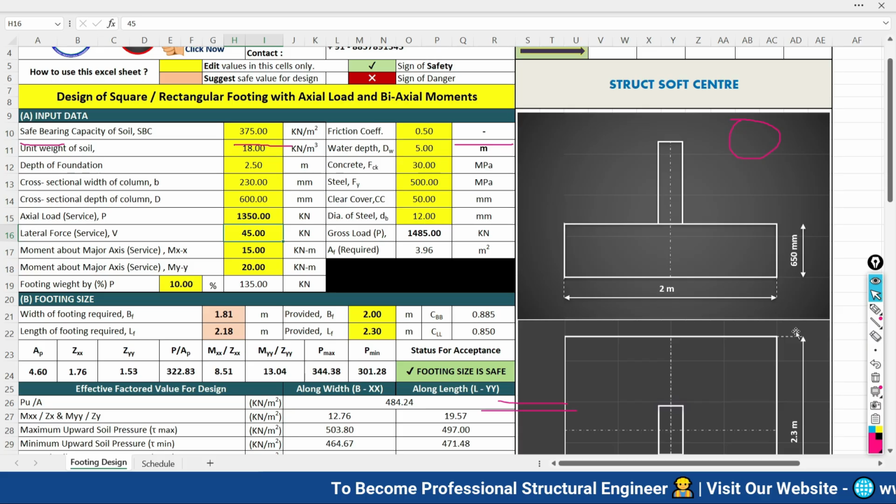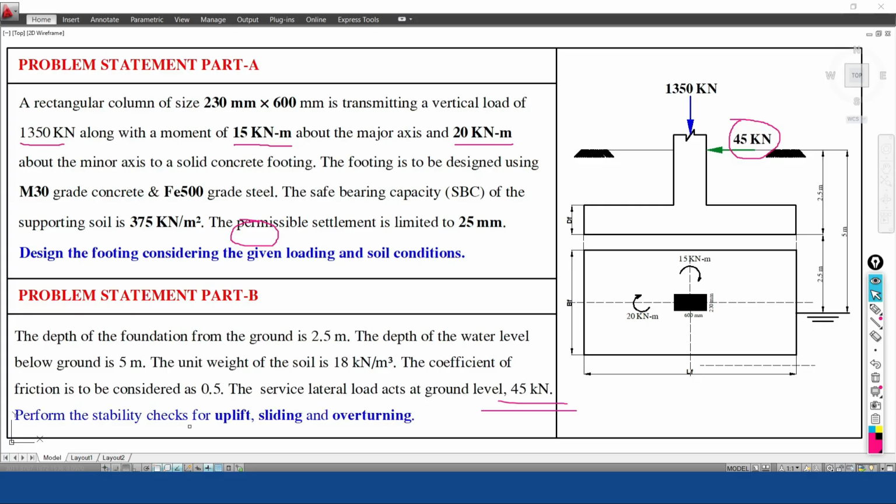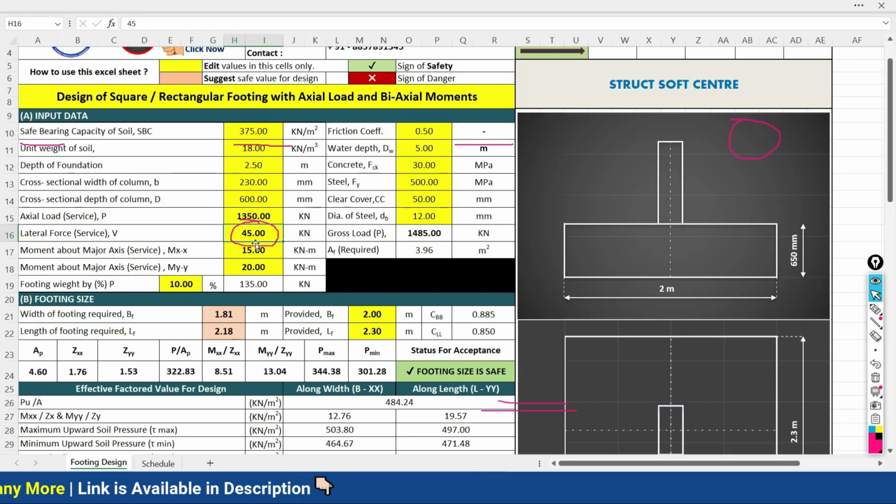So this lateral force is basically required to do the stability checks only. Otherwise it is not needed to be defined here. But in our problem statement we have to do the stability checks as well, for the uplift, for the sliding, and for the overturning. That's why I need to define it here as 45 kilonewton. Hope that you all understood these things.